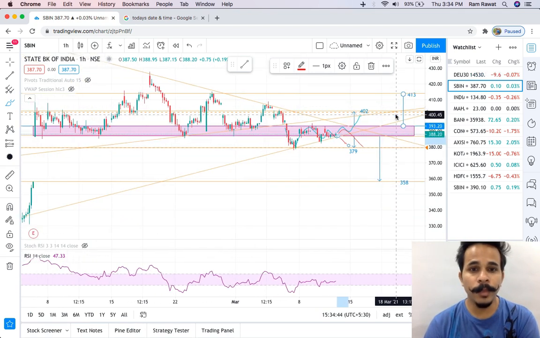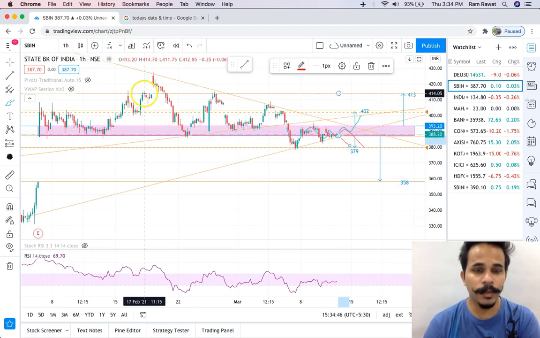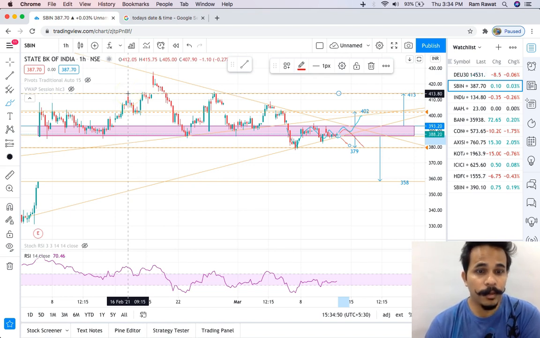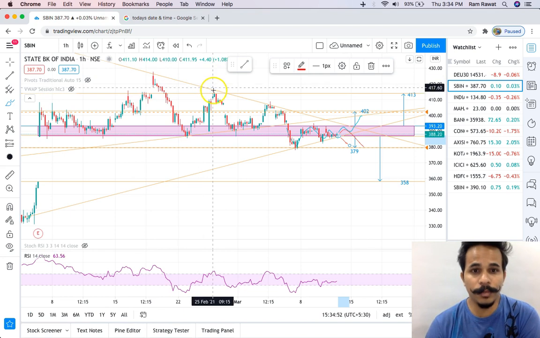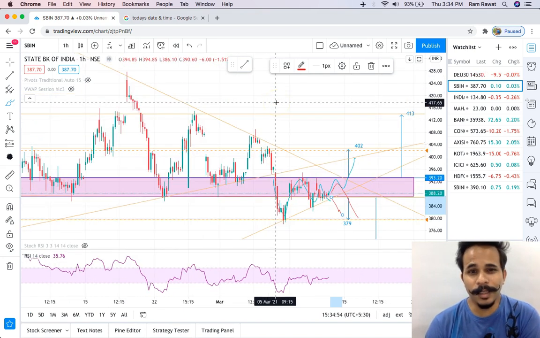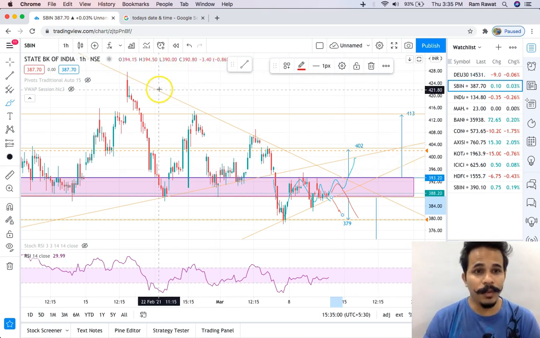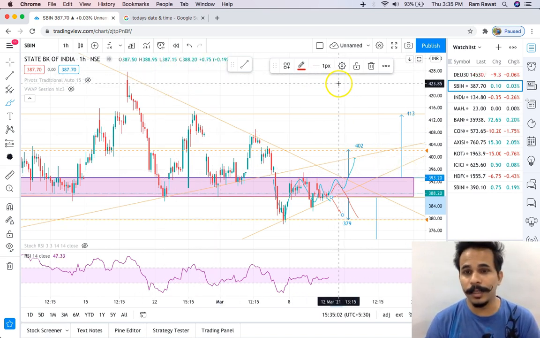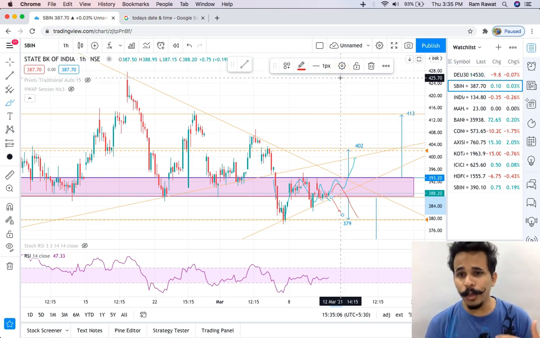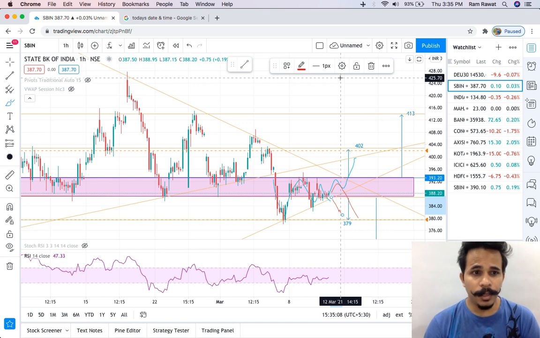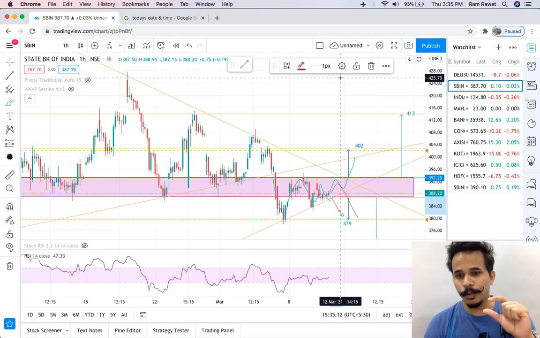Again, you see there is one more good resistance of the stock, which we have seen one time, 2 times, 3 times. So I think this can be your second target, 413. And if you want to go for a higher target, you can consider this third target, that is around 425. But I would recommend booking the profits in the small zones.